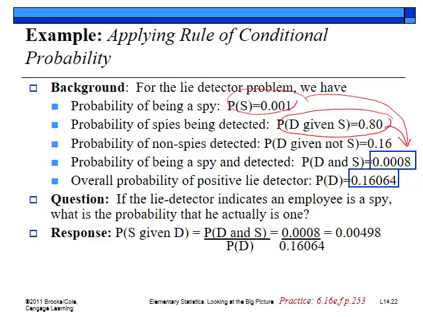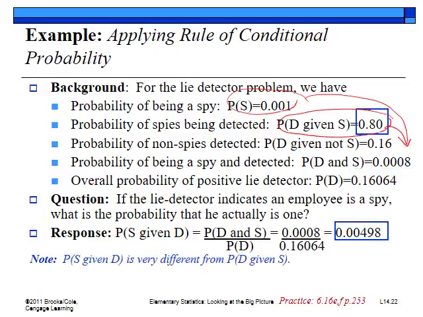So, if an employee gets a lie detector test and it indicates that that employee is a spy, the probability that that person actually is a spy is 0.00498. That's a little bit less than half of 1%. Notice how different that is from the other conditional probability. If you switch the order, the probability of detection given that you're a spy is 0.8, but the probability that you're a spy given that you are indicated is less than half of 1%.